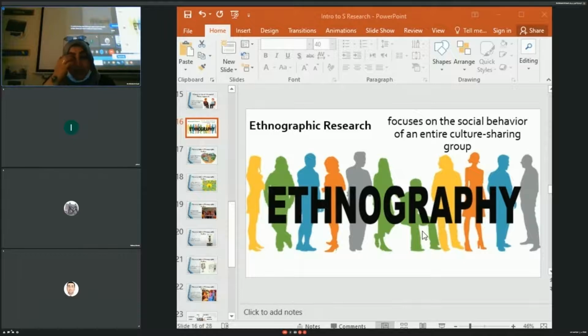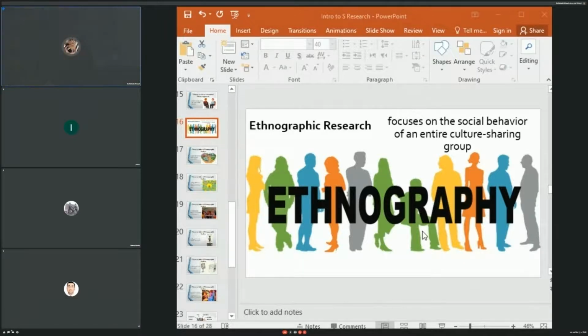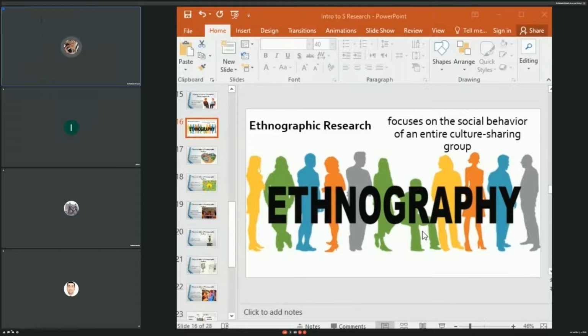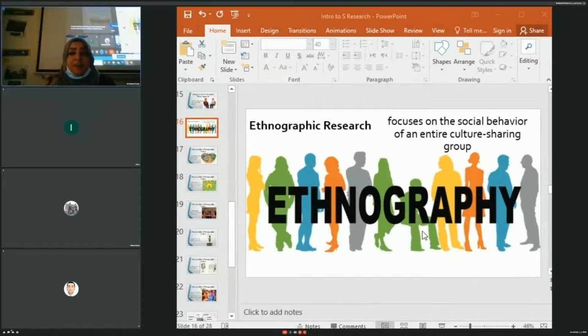So here, this is a group of people. It's a wide group of people. So I have to go to the community of players. I have to meet with them, sit with them, maybe visit them at their homes. So it means that I have to be part of this community before doing the research, which means that ethnographic studies take longer than other kinds of studies.